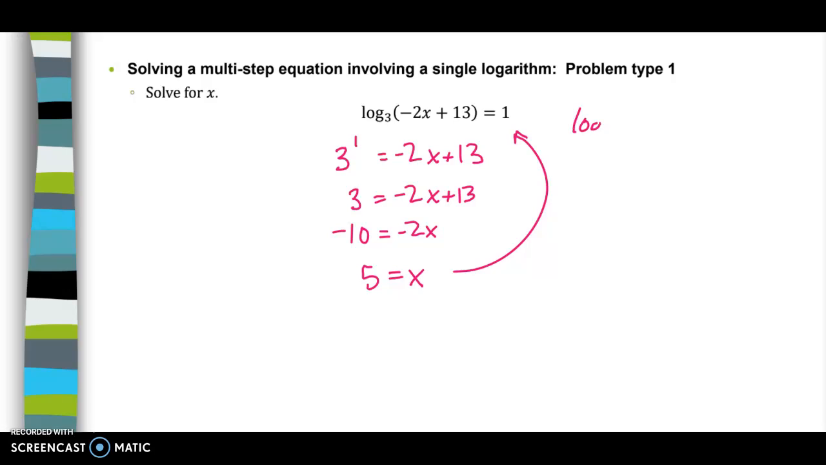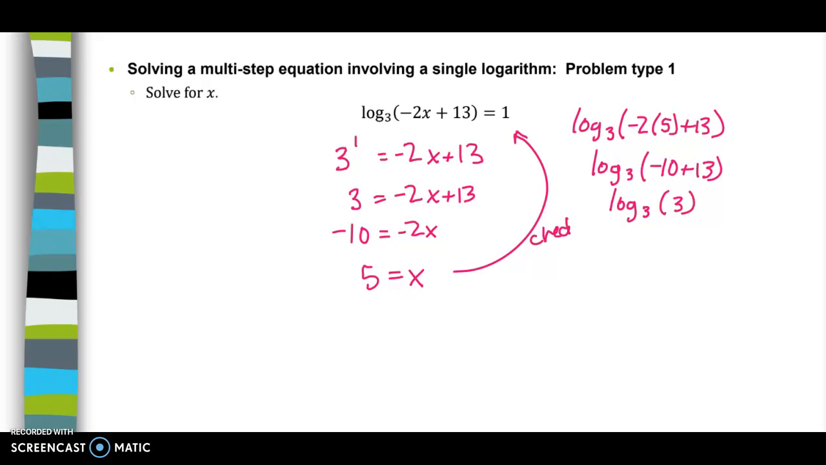The log base 3 of negative 2 times 5 plus 13 is the log base 3 of what? Negative 10 plus 13, which is the log base 3 of 3. That's a positive number, and if we put it in exponential form, it will equal 1. So this is our solution for this problem type.